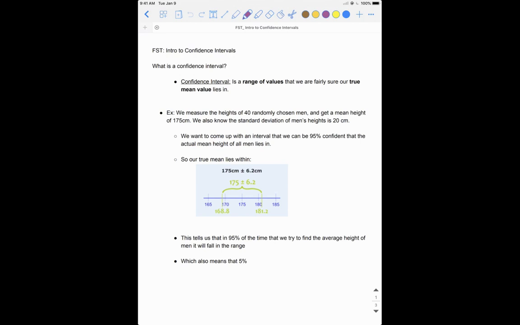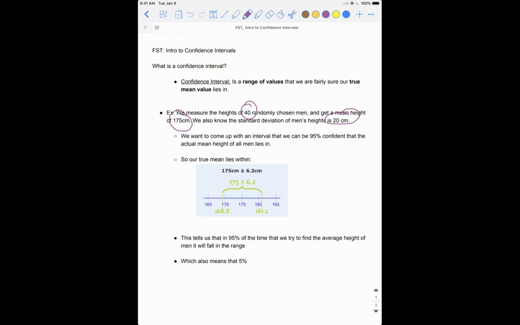All right, so looking here, we're going to look at this example. It breaks it down, then we'll look at another example. So first of all, we measure the heights of 40 randomly chosen men. We get a mean height of 175 centimeters, and we calculate our standard deviation to be 20. So we've got our sample size of 40, our mean height of 175, and a standard deviation of 20. All three key things. We want to come up with an interval that we can say, all right, with 95% confidence, we know that the actual mean of all men falls between these two values, right?